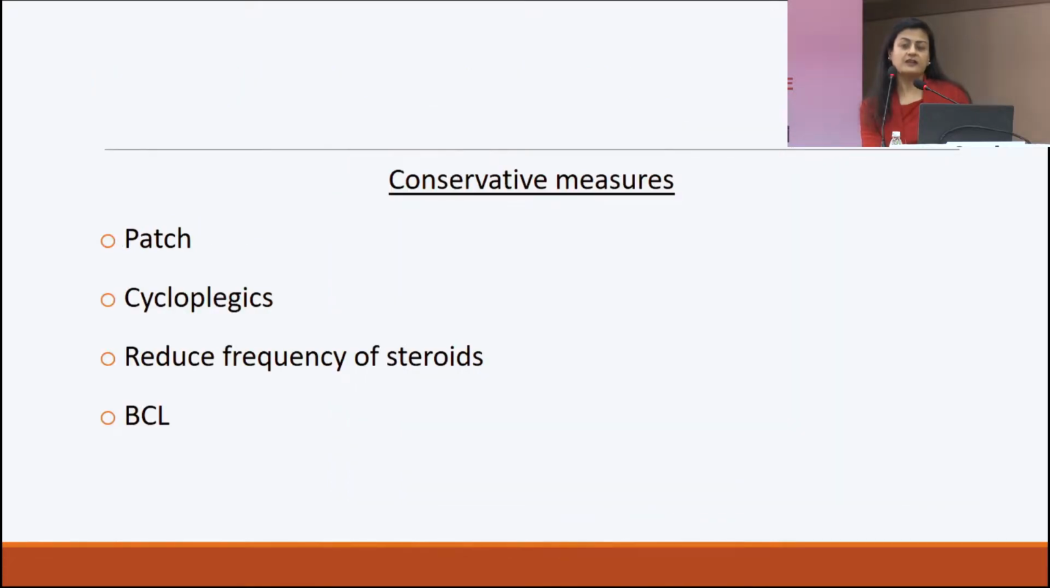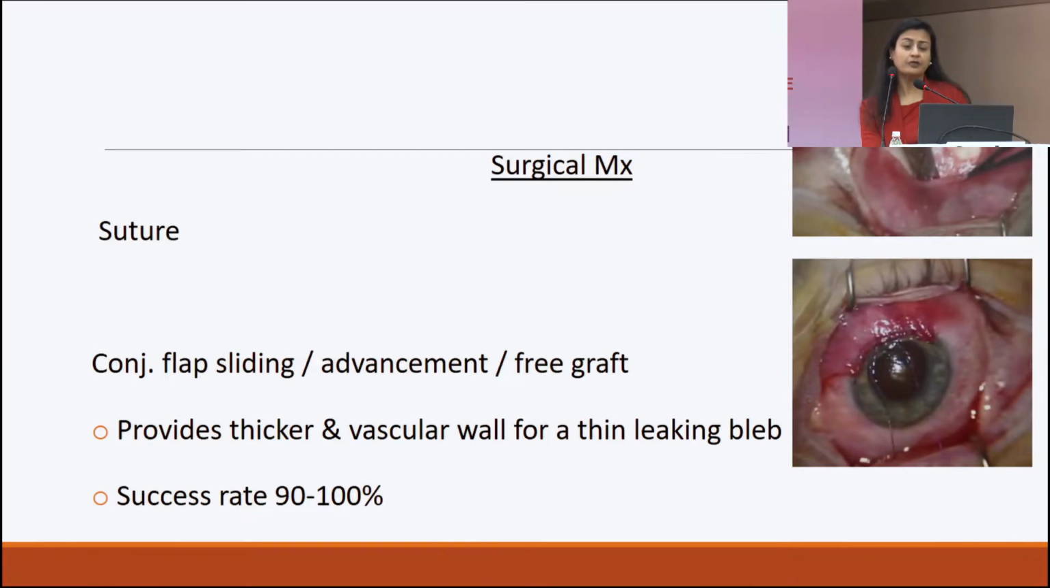So if it's a very small leak likely to heal by conservative measures, you can just patch tightly, use cycloplegics to keep the AC as formed as possible, reduce the frequency of steroids to stimulate healing, and a bandage contact lens can be tried. But if you feel that the wound is large, the gaping is very large, not likely to heal conservatively, or your conservative management is not working, then of course you have to undertake resuturing.